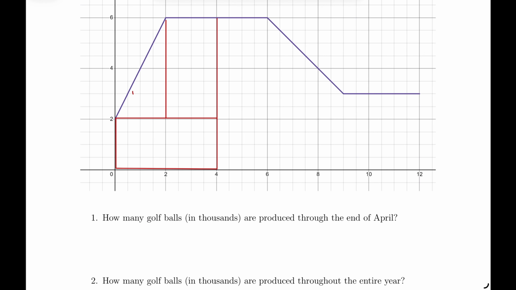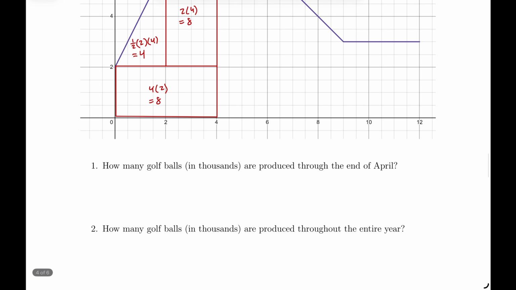So this will be 1/2 times the base, which is 2, times the height, which is 4, and that just equals 4. For this one here, we have a width of 2 and a height of 4. That's equal to 8. This one has a width of 4 and a height of 2, so also equal to 8. So golf balls produced, we have 8 plus 8 plus 4. Remember, it's in thousand, so all we need to write is 20. That's 20,000 golf balls produced at the end of April.